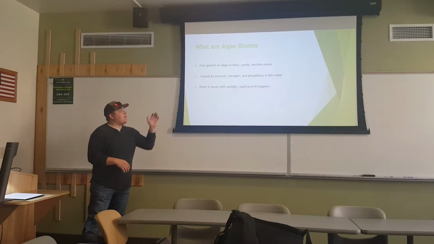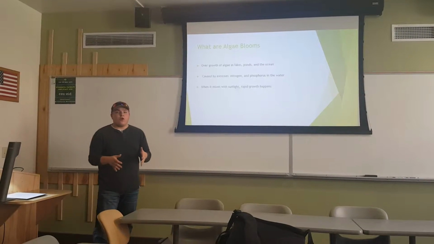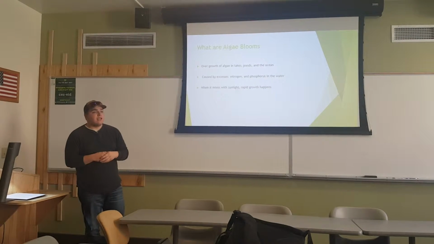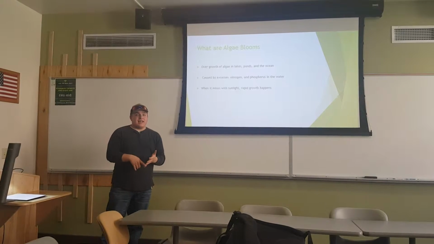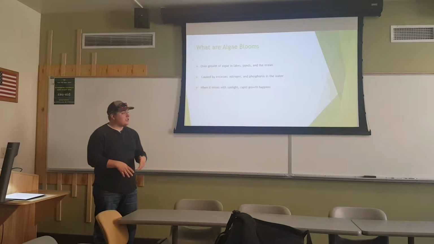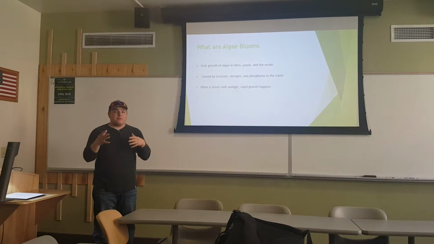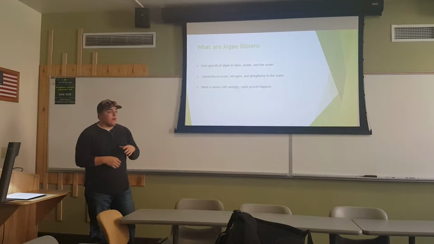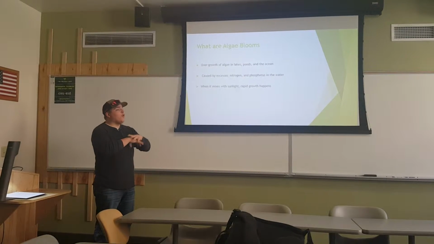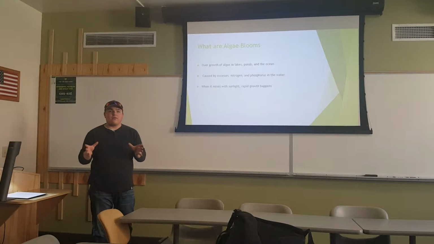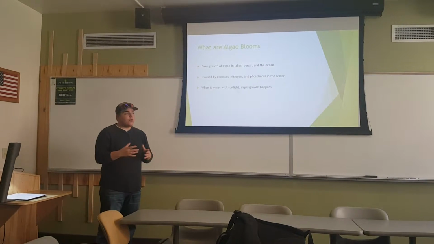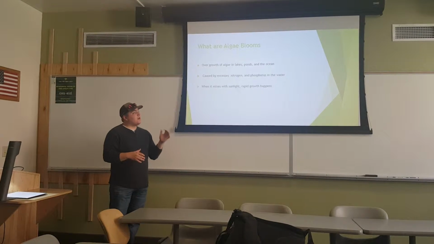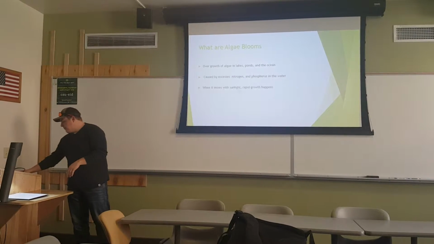So first off, what are algae blooms? Algae blooms are an overgrowth of algae in bodies of water like lakes, ponds, and oceans. And what it's caused by is excess nitrogen and phosphorus mixed with oxygen and sunlight, which makes the algae grow at a much faster pace than normal. And what happens with this is it overgrows, and that's where you see, in a body of water, half of it's green. Normally people think, well, algae's not a bad thing, but in this case it is. So let's go into why it's not a good thing.